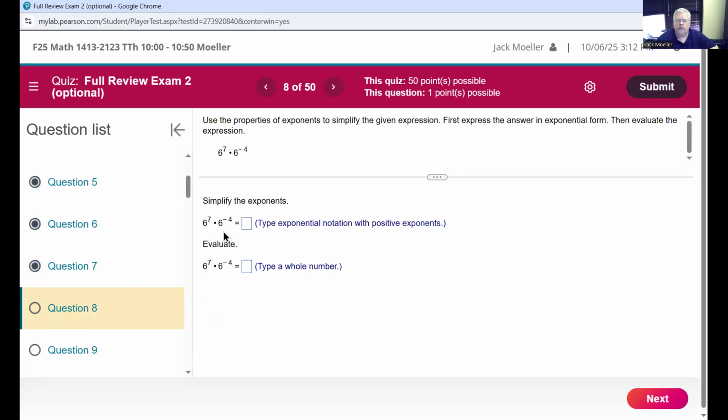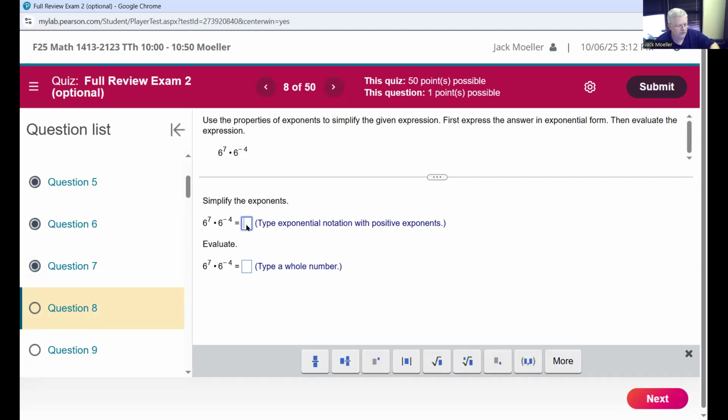So then there's a couple of different ones here. So when you have the same base multiplied, doesn't matter if the bases are numbers or variables, you're adding the exponents. And so don't let that negative exponent throw you off, because once we add them, we're gonna do 7 plus a -4. So that would just be 6 to the third.